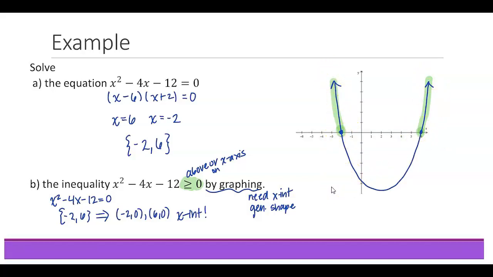So that's going to happen on the interval negative infinity to negative 2, closed bracket, because that's where I'm on the x-axis, and 6 with a closed bracket to positive infinity. So all of the numbers in these two intervals, when substituted into x, on the left side into this quadratic, that's going to give me a number either greater than or equal to 0.